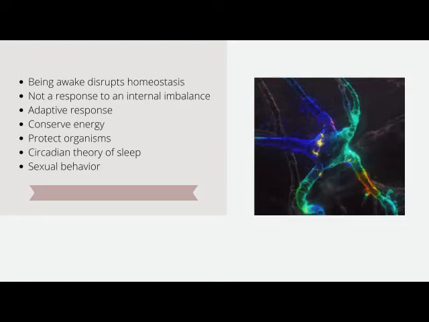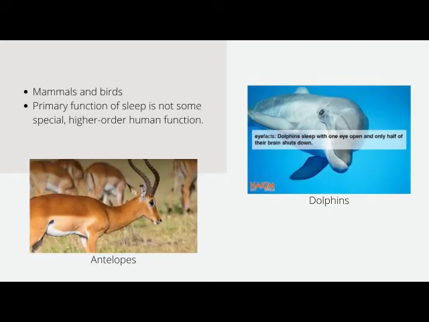The essence of various recuperation theories of sleep is that being awake disrupts homeostasis in some way, and that sleep is required to restore it. This is the way that most people think about sleep. According to the adaptive theory of sleep, sleep is not a response to an internal imbalance. Sleep is an adaptive response that evolved to conserve energy and to protect organisms from mishap and predation. The urge to sleep evolved to be greatest during the night for animals that do not see well in dim illumination. The circadian theory of sleep considers sleep to be like sexual behavior. It is adaptive, and there is a strong drive to engage in it, but its purpose is not to correct an inner deficiency.